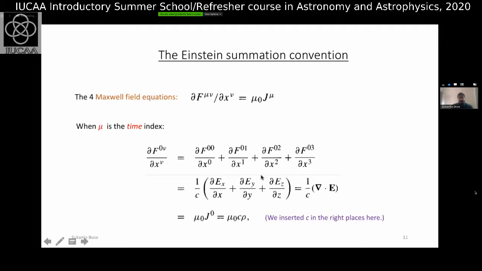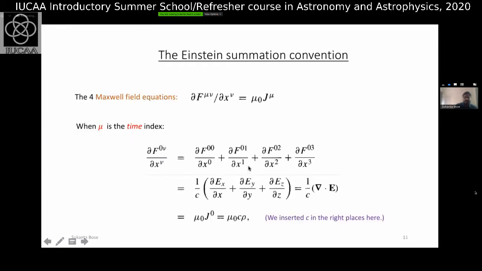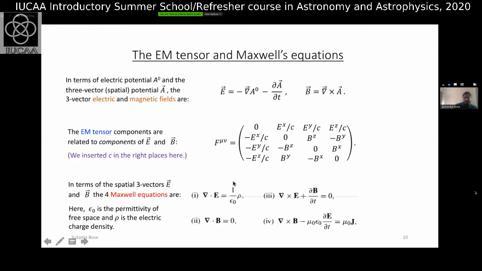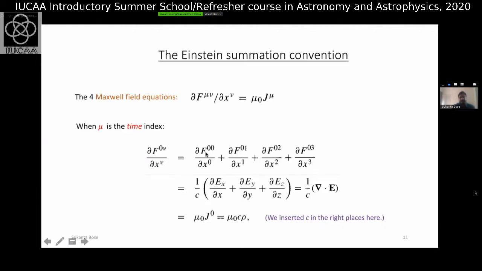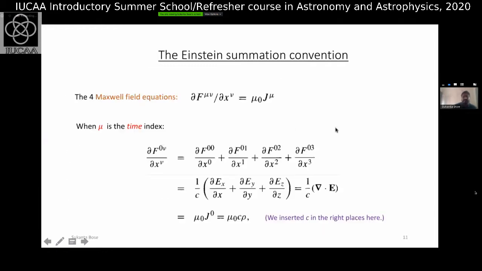Okay. Now, we want to test whether this indeed gives me mu 0 j 0, right? How do we do that? Or rather, this should be the divergence of E, right? Because this is actually that time component of Maxwell's equation. So do we get this equation? The fact is that if you now look at what F00, F01, F02, F03 are, then from the definition of the field tensor, you notice that they are just 0, Ex by c, Ey by c, Ez by c respectively, right? So you take the 1 by c out.